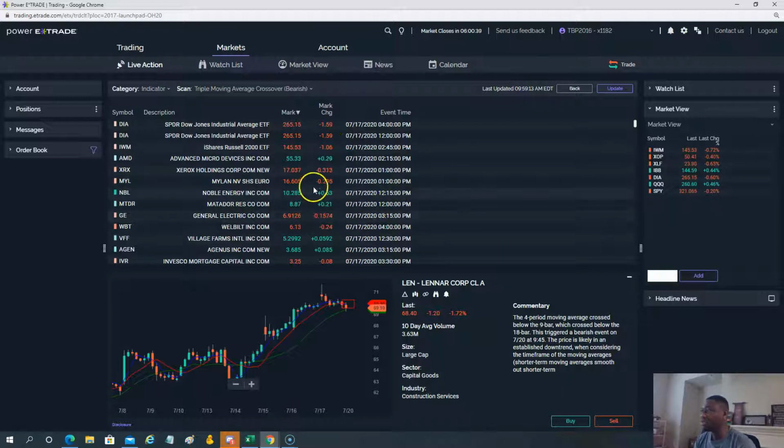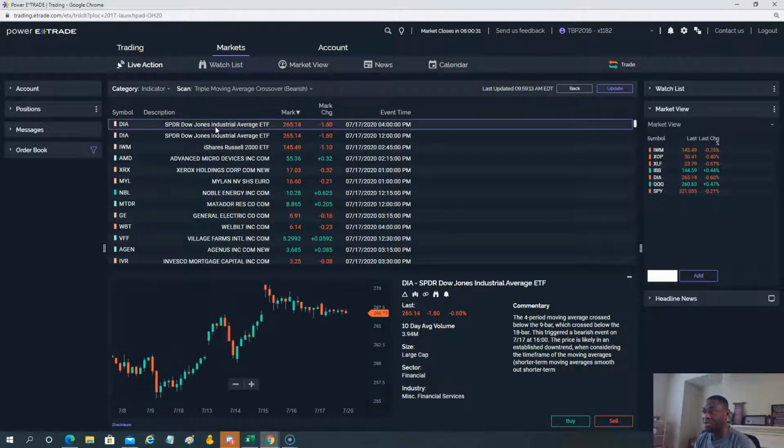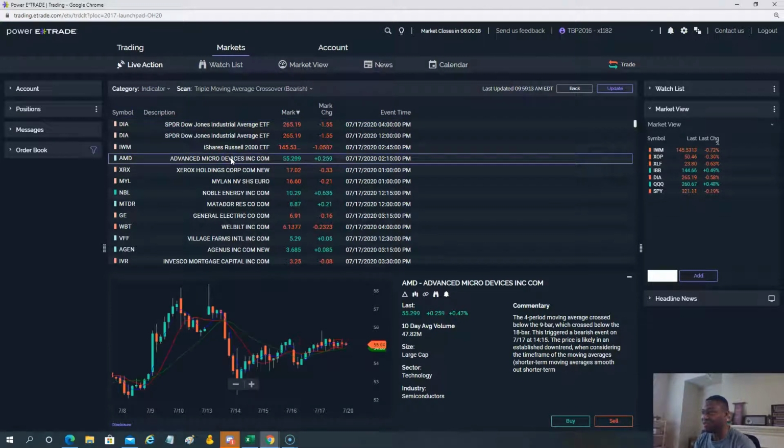Okay, I just got distracted for a minute there. So we are looking at it, and oh boy, the Dow Jones Industrial Average is in a triple moving average crossover bearish. Okay, AMD here is one that would be interesting to me. They are calling it a triple moving average crossover bearish. The 4-period moving average goes below the 9 bars, which goes below the 18 bar. This triggered a bearish event on July 17, which was Friday, at 2:15.